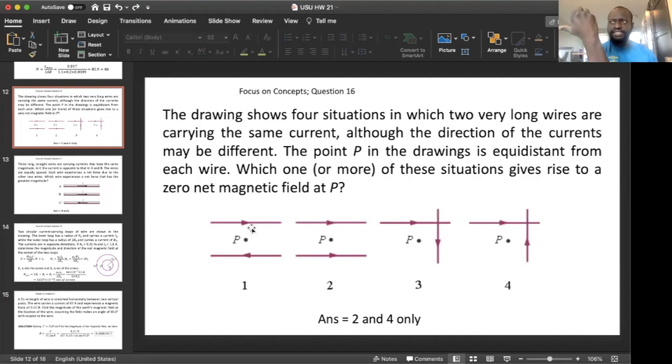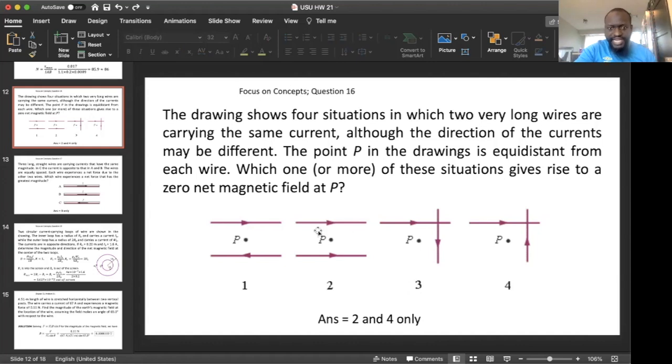To the right, so the magnetic field is called that way. So at P, your magnetic field is going inside. For number 2, your current is going this way. At P, your magnetic field is also going inside. So question 1 has magnetic fields summed together, so you do not have 0.